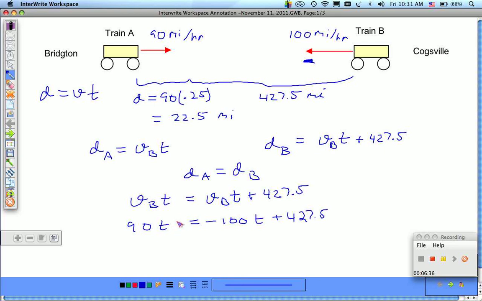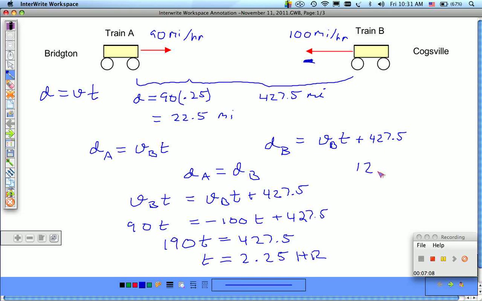Solving for t, we're going to add 100t to both sides. We get 190t is equal to 427.5. Therefore, t, this is the time, is equal to 2.25. That's 2.25 hours.